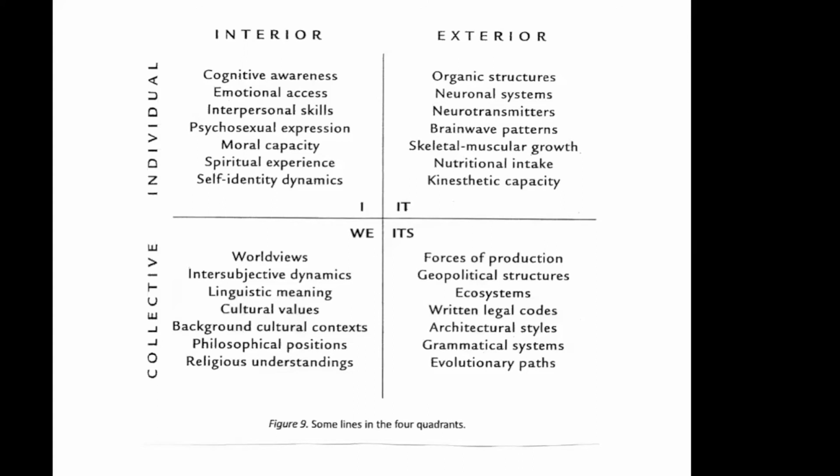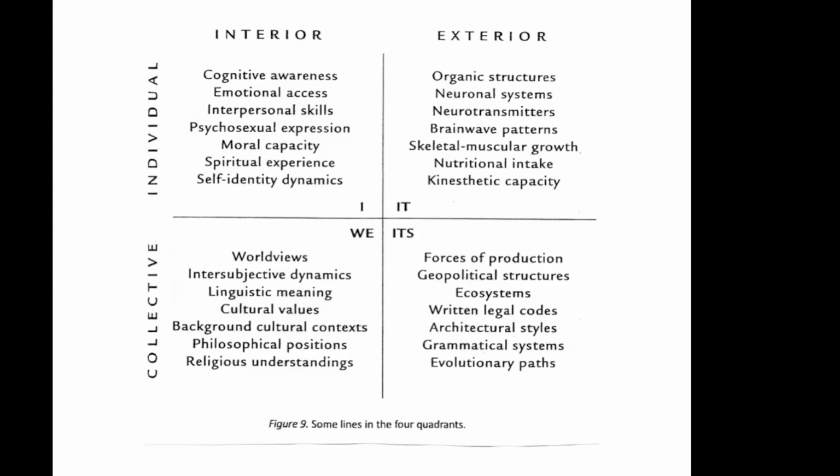If you look in the upper left, they're cognitive, emotional, interpersonal skills, psychosexual expression, moral capacity, spiritual experience, self-identity dynamics. Actually, in Integral Psychology, the book by Wilber, he has about 100 lines, most of them in the upper left, that he's analyzed. And there are charts for them at the back of his book.